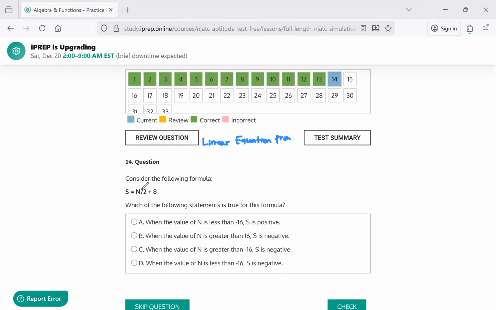Let's rewrite this. N over 2, I don't like that. Did you know n over 2 is the same thing as 1 half n? You could put the n either on the top or the center, but never on the bottom. This is definitely a linear line because it's the form y equals mx plus b. The only difference is our y is s, and our x is n. If you want to draw it, draw your Cartesian plane and label it correctly.